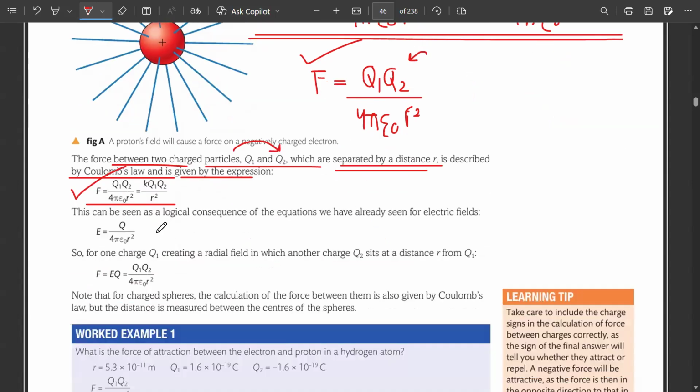Similarly, we have also seen that E is equal to Q over 4 pi epsilon naught R square. So F is equal to EQ होता है, तो you have simply just multiplied F is equal to EQ, तो आपके पास ये वाला derive हो गया formula. This formula is used how? When you have to find the force between the two charged particles, चाहे वो unlike हैं, like हैं, repel कर रहे हैं, attract कर रहे हैं.